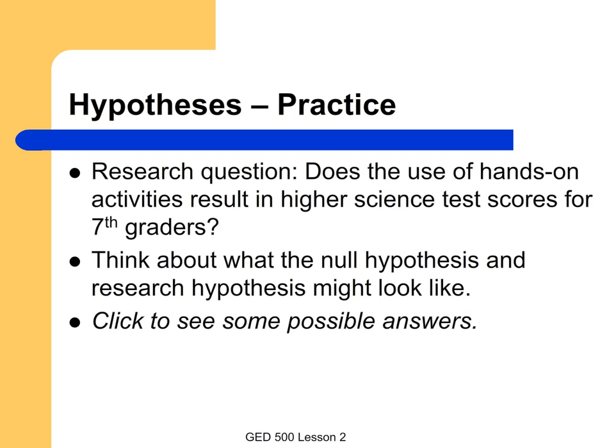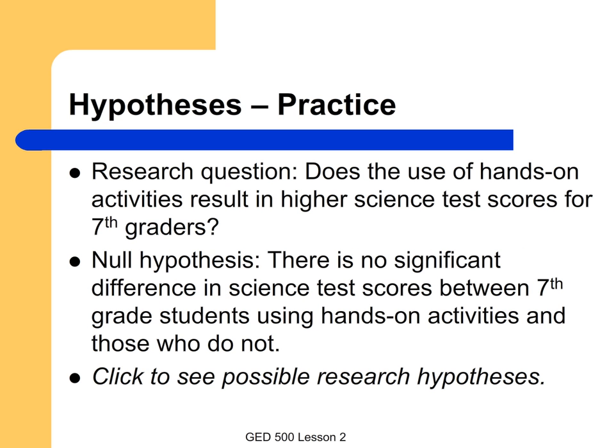How about this one? Does the use of hands-on activities result in higher science test scores for 7th graders? Again, think about what the null hypothesis and the research hypothesis might look like, and then click on the next slide for some possible answers. So again, the null hypothesis says that there is no significant difference in science test scores between 7th grade students using hands-on and those who don't. So when we're comparing two groups, there's still no relationship indicated between the two groups.